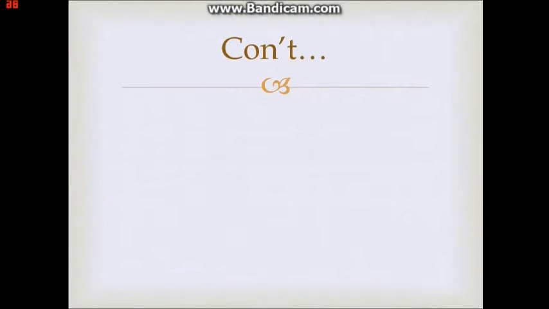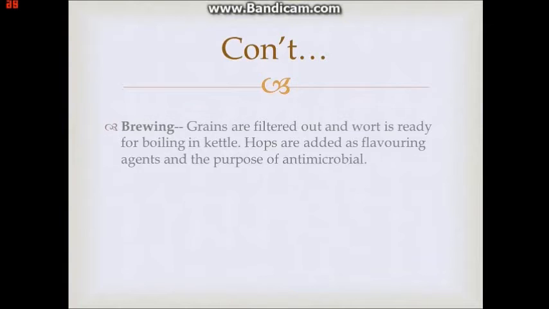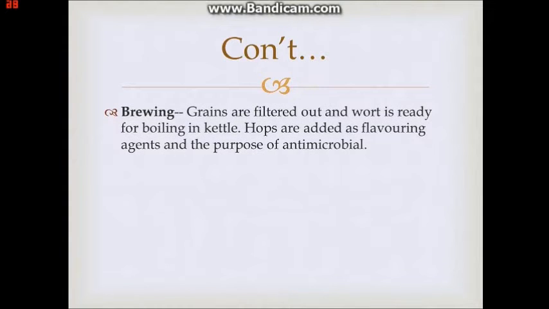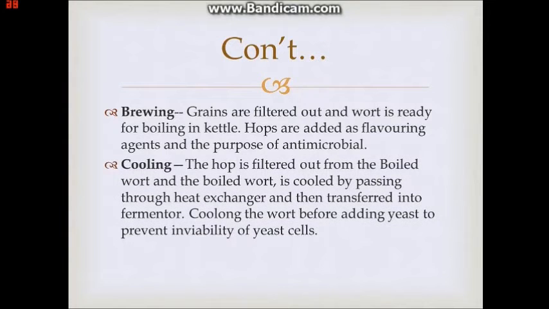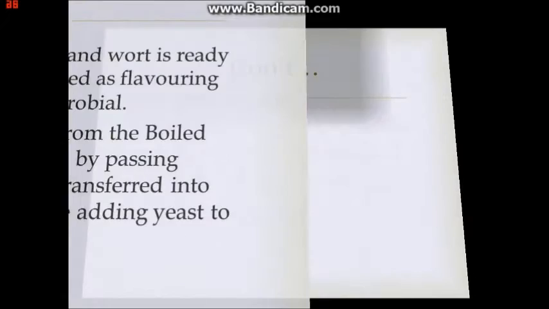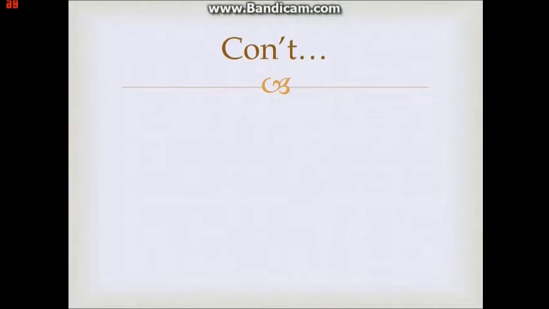The next step is brewing. Grains are filtered out and wort is ready for boiling in a kettle. Hops are added as flavoring agents and for the purpose of antimicrobial action. The fifth step is cooling. The hops are filtered out from the boiled wort, and the boiled wort is cooled by passing through the heat exchanger and then transferred into the fermenter. Cooling the wort before adding yeast is to prevent inviability of yeast cells.